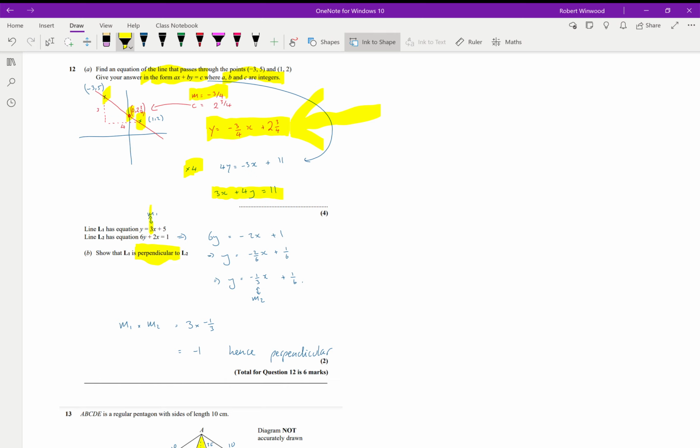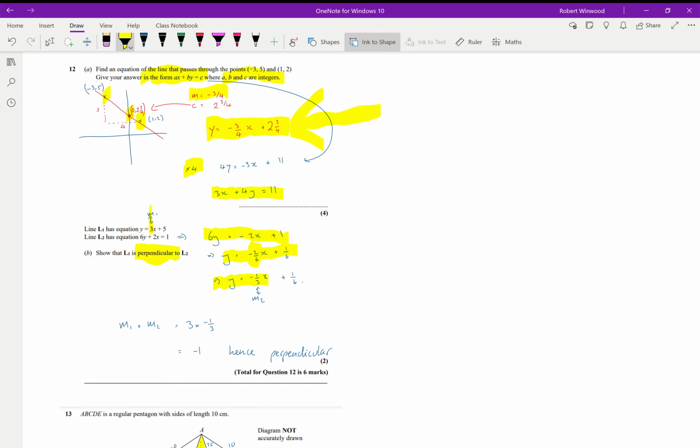So the first thing I need to do is rearrange it so that it's in y equals mx plus c form, so that I can then read what the m is. So I'm going to move the 2x to the other side first. So I've got 6y on their own. Then I'm going to divide everything through by 6 so that I know what y is. And then I'm just going to do the cancelling and tidying up of minus 2/6. It's the same as minus 1/3.